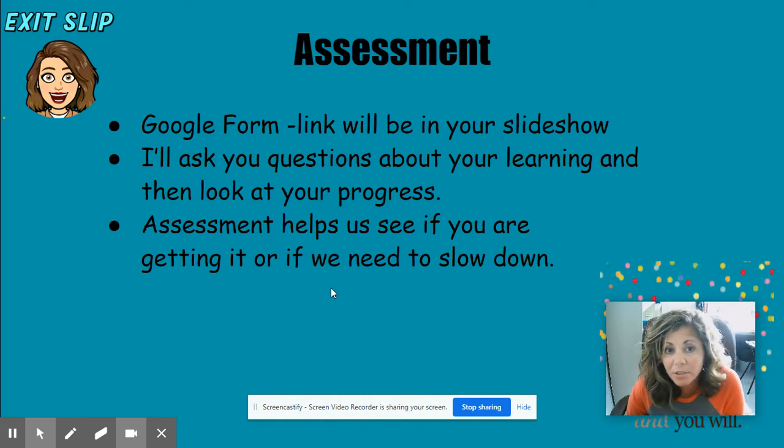So after you do some problems and we figure out that you're ready, then we'll have an assessment. You'll have a Google form, which is a link that will be in your slideshow. I'll ask you questions about your learning and then look at your progress. Assessment helps us see if you are getting it or if we need to slow down. Remember, everybody learns at a different pace. Some topics may be easy for you, some topics you may struggle with, and that's okay. We will figure out together how to get you moving forward as a mathematician.